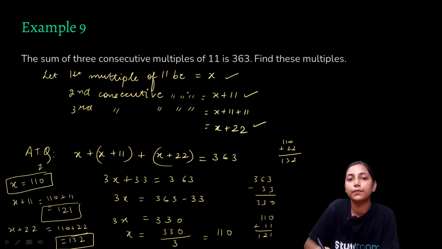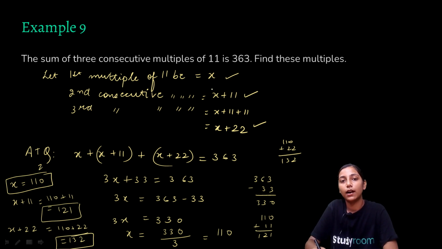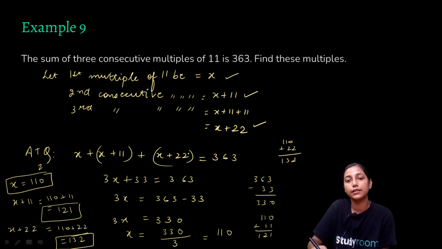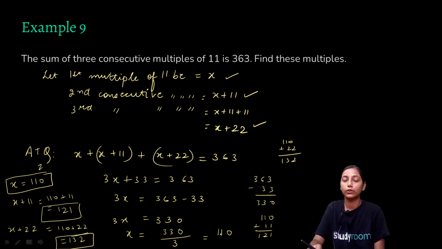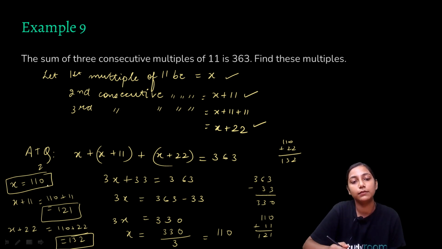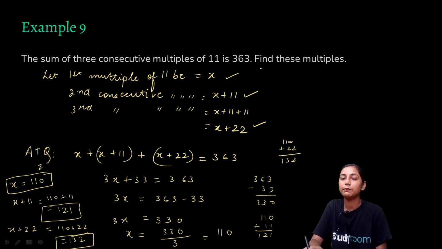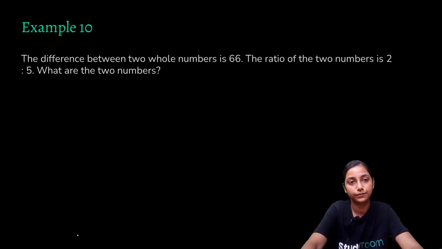So how did we solve it? We took one multiple to be x, the other consecutive multiple was going to be x plus 11, and the third one was going to be x plus 22. The sum of all these three numbers was given to be 363. We solved and found the value of x. The other multiples are given by x plus 11 and x plus 22. So the three multiples that we had to find are 110, 121 and 132.